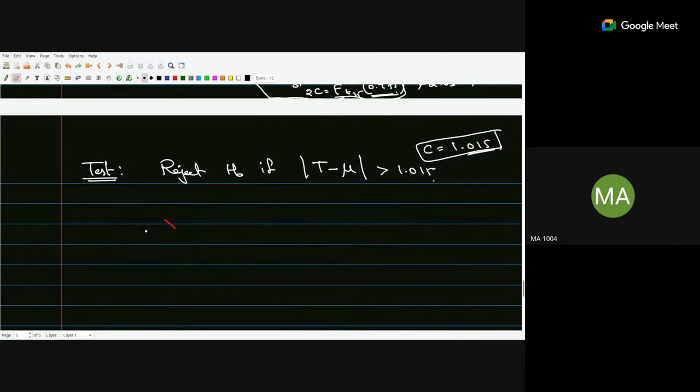And we got the value of C, and this C is the critical value at alpha equal to 0.05. So what this told me is, if this is mu, my T shouldn't go beyond mu minus 1.015 and mu plus 1.015, and this is the acceptance region. If T lies in between this interval, then you accept. So this said, reject the null if the difference between T and mu exceeds 1.015. The difference will exceed 1.015 only if T goes this side or this side. So this is the rejection region. So in this case, we are going to reject H0.